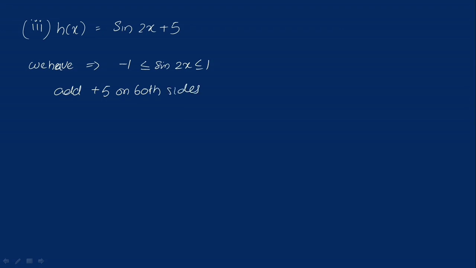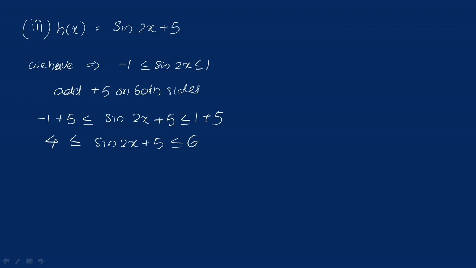Now adding 5 on all sides, we have minus 1 plus 5 less than or equal to sine 2x plus 5 less than or equal to 1 plus 5. Or what is minus 1 plus 5? That is 4 less than or equal to sine 2x plus 5 less than or equal to 6. Or we can write 4 less than or equal to sine 2x plus 5, that is the question, that is h of x. That means less than or equal to 6.